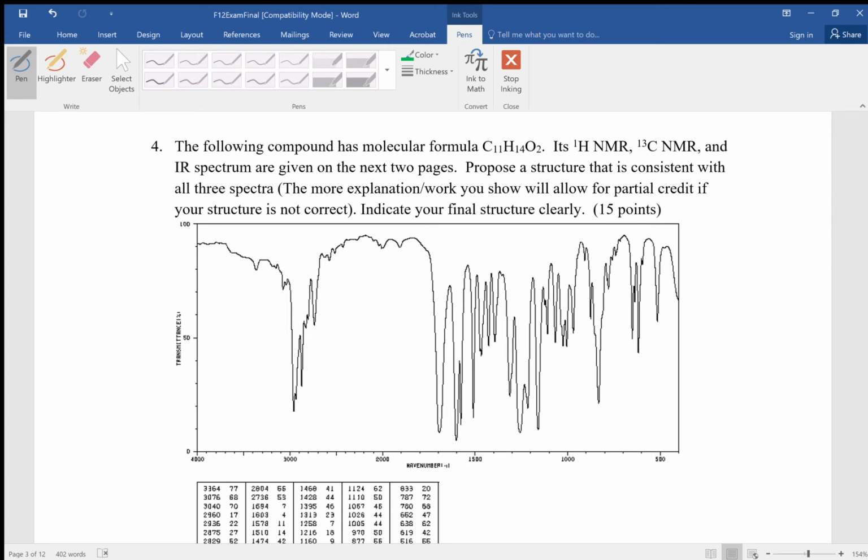All right, question 4 is the type of question we've seen many times before. We've got a chemical formula, we've got a proton NMR, carbon NMR, and IR spectrum. And our question is, what's the correct structure?